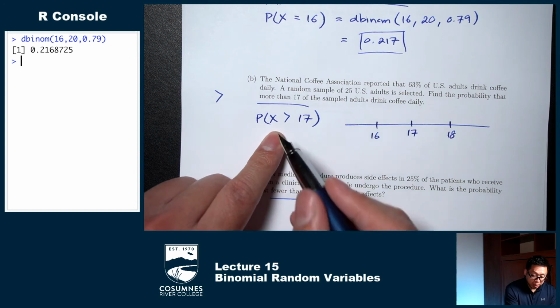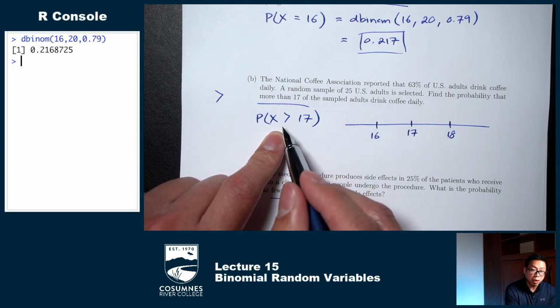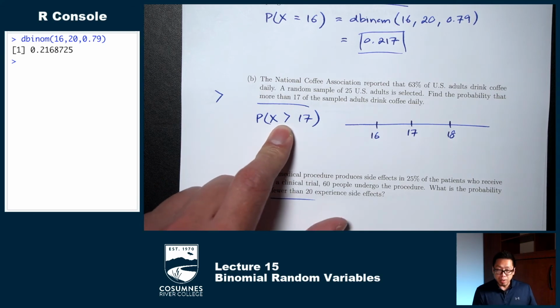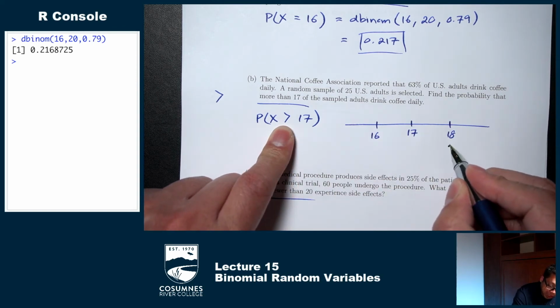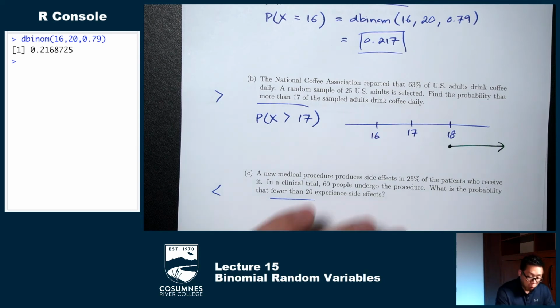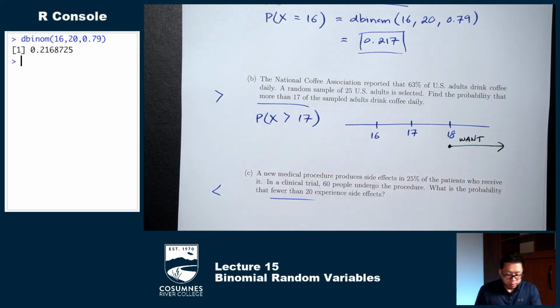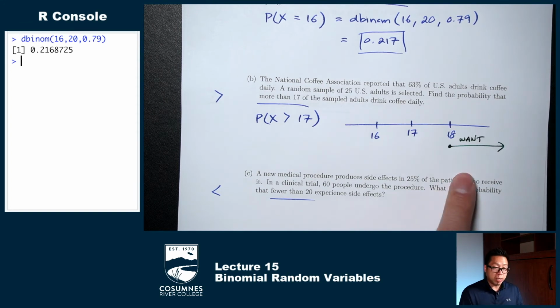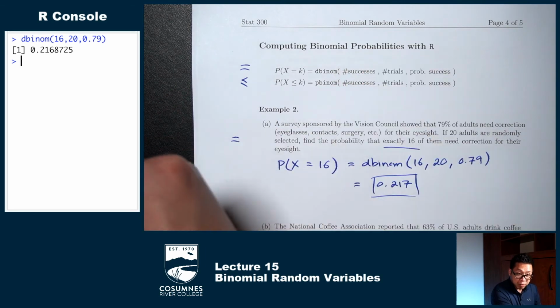Greater than 17, right? It doesn't include the line, so it's not greater than or equal. It's strictly greater than 17. Greater than 17 would mean 18 and to the right. Right? Greater than 17 are the numbers that are 18 and to the right. That's what I'm looking for. That's what I want. 18 to the right. Notice that R only does less than or equal, which is to the left.